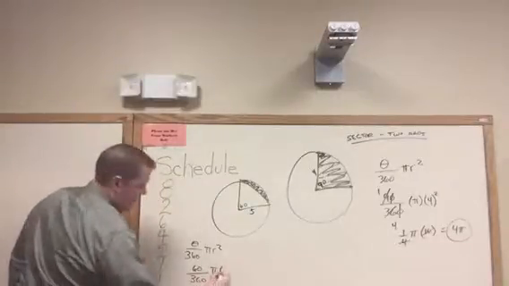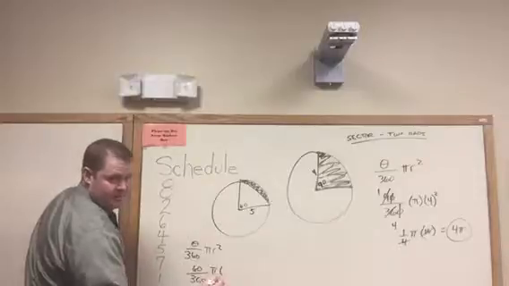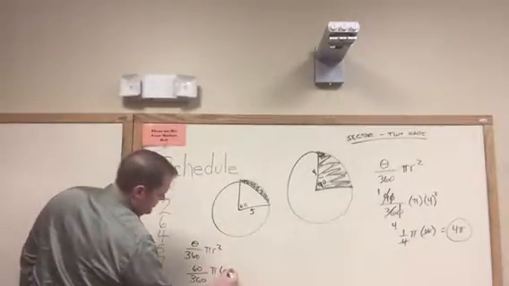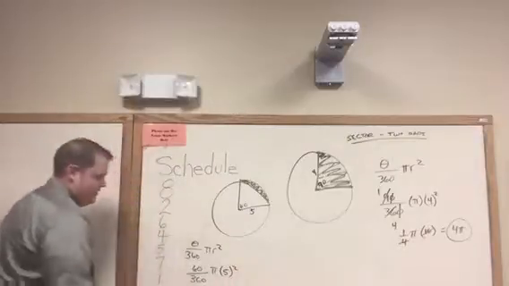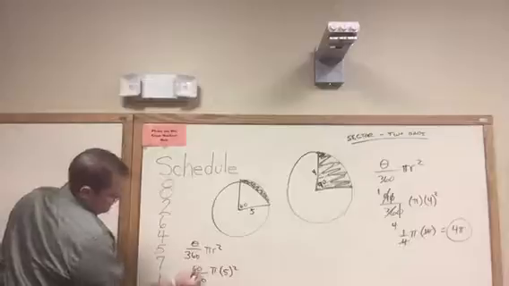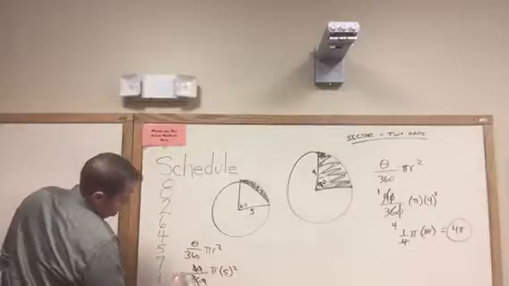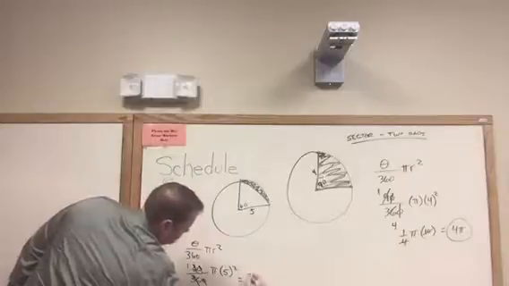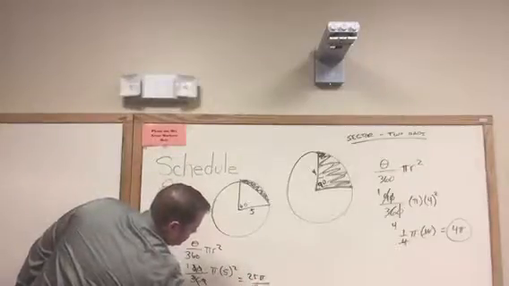What's my radius, Amber? Right here, this number, 5. Very good, well done. So now we do our math. 60 over 360 we reduce again to 1 over 6. So we are left with 25 pi over 6.